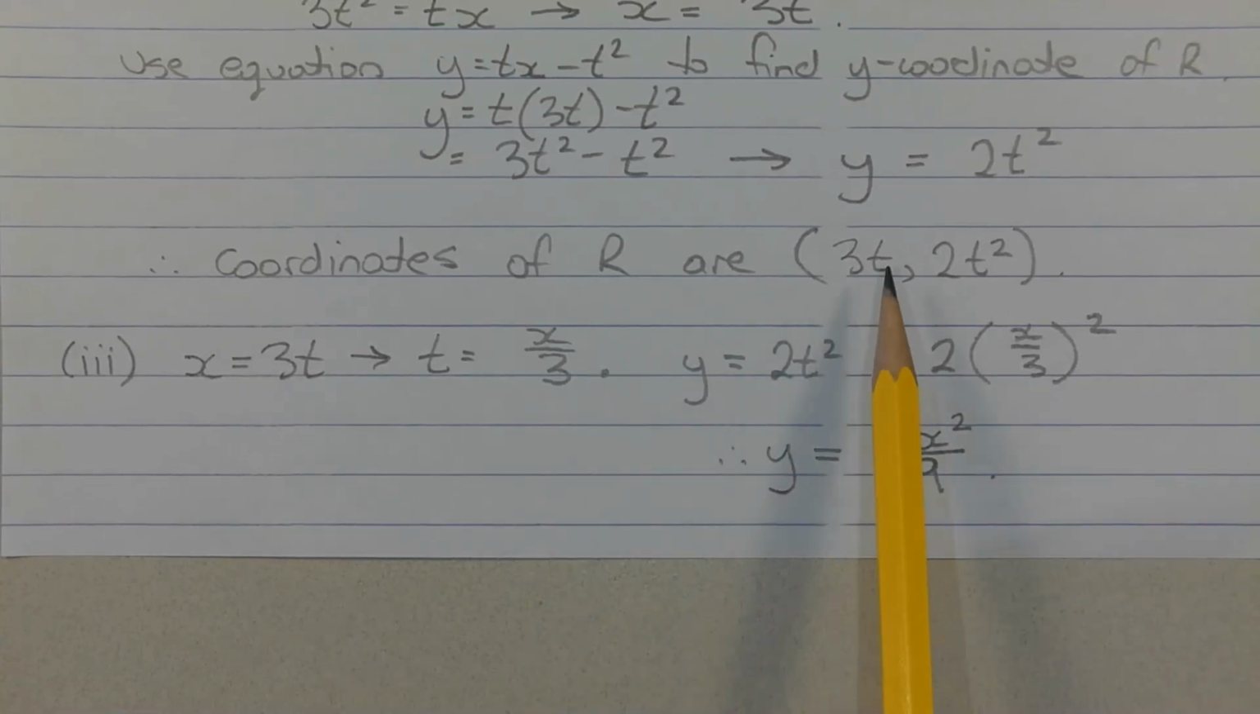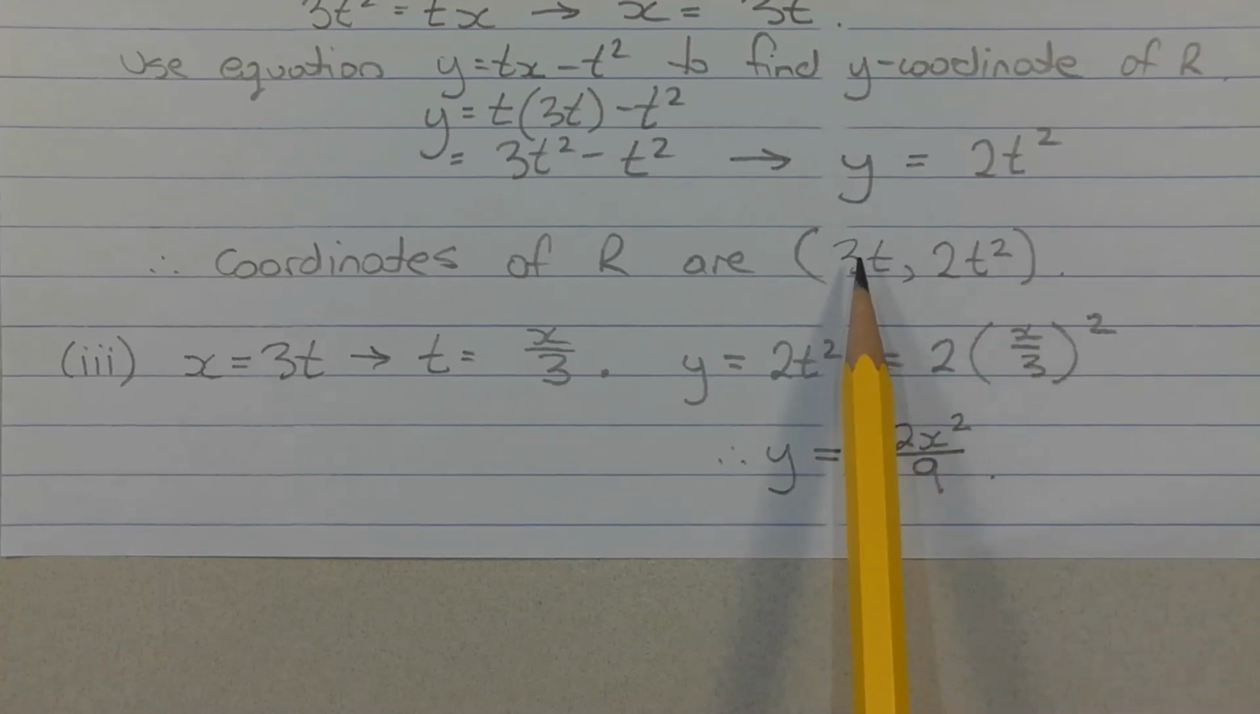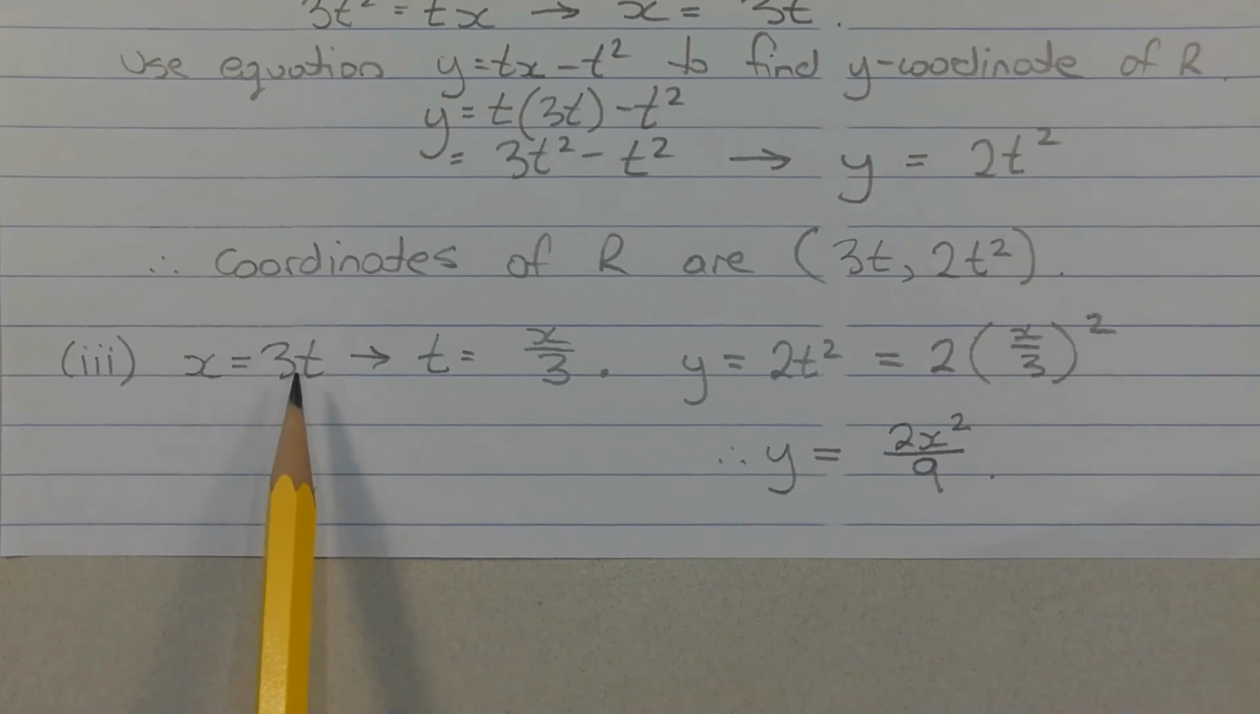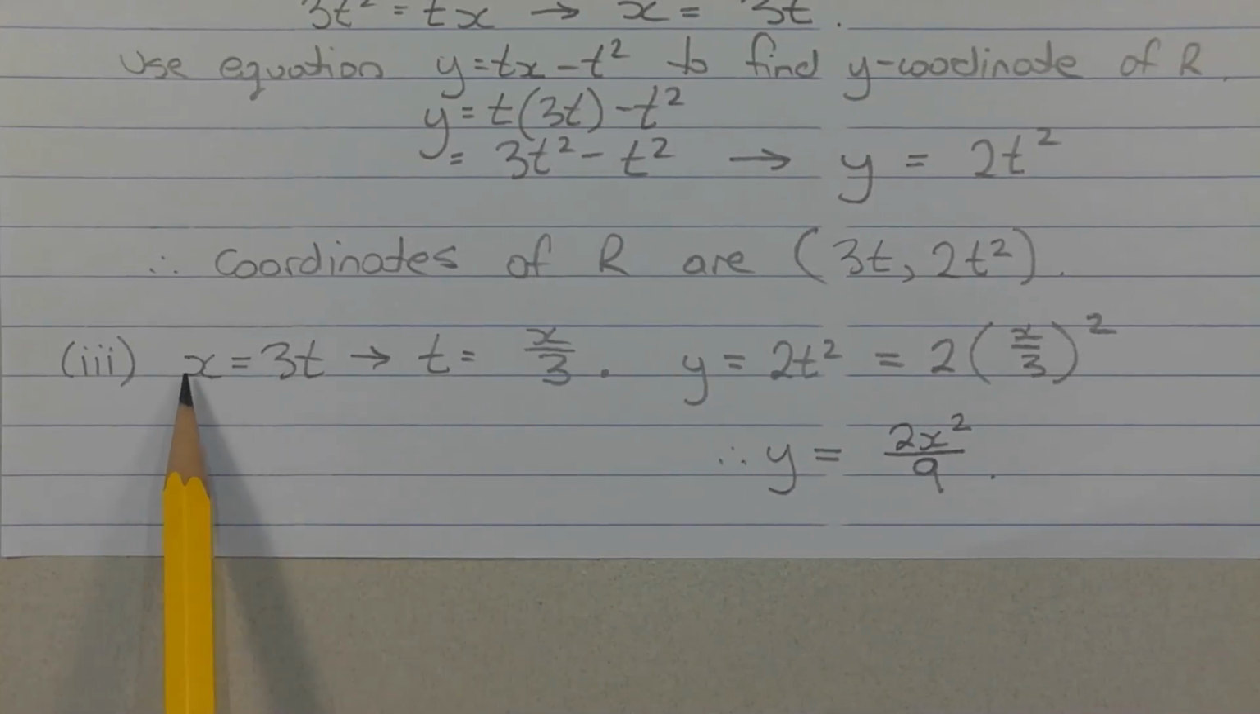Now, if you recall from part 2, the parametric equation of point R is x equals 3t, y equals 2t squared. So let's start with x equals 3t. Let's make t the subject. So I'm going to divide both sides of this equation by 3, and we get t is equal to x over 3. Now let's move to the equation for y. We have y is equal to 2t squared, but we just found that t is equal to x over 3.